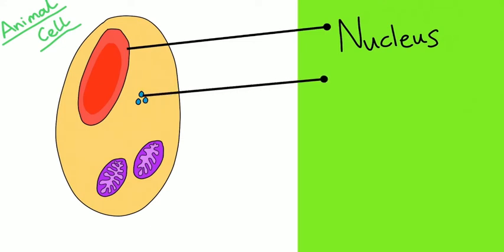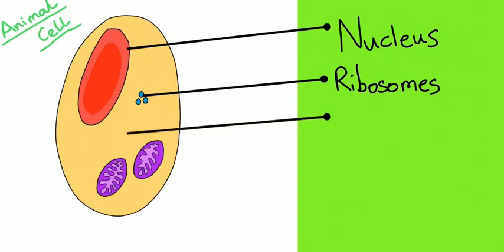Okay, moving on. We've got these little dots here. We call these ribosomes. Ribosomes, they're very small. You can't normally see them with a normal microscope, but they're responsible for making proteins, which help our cells to grow. It helps us to grow and get stronger and used for structure and support and all these kind of things, but ribosomes are responsible for making these proteins.